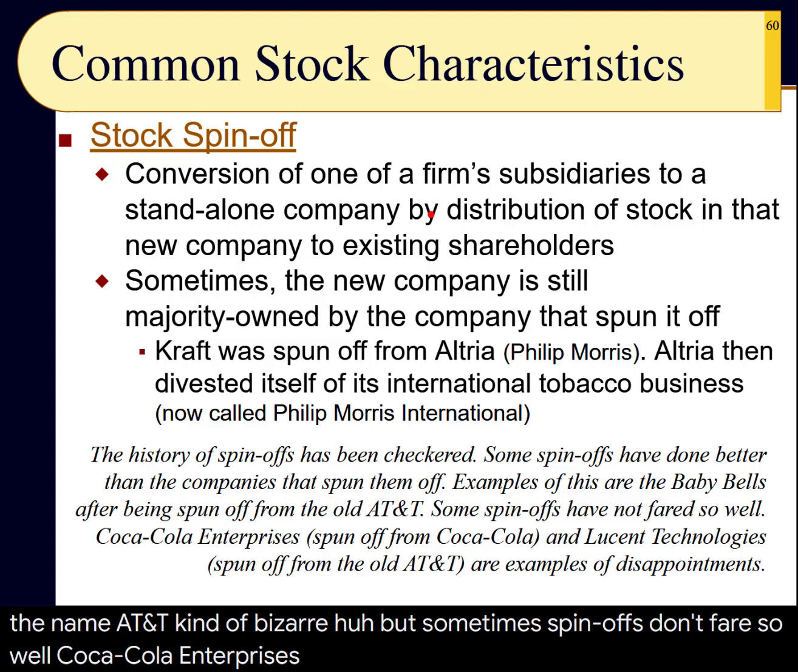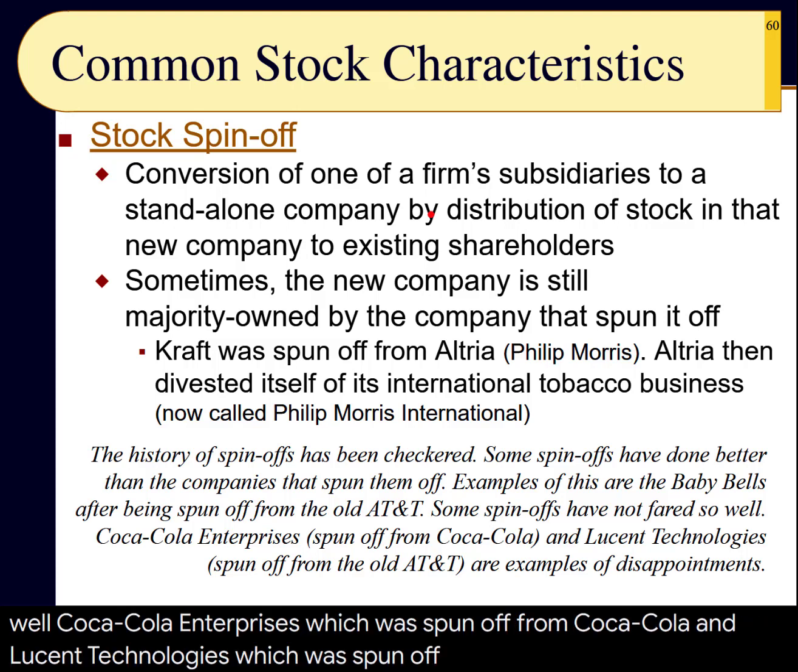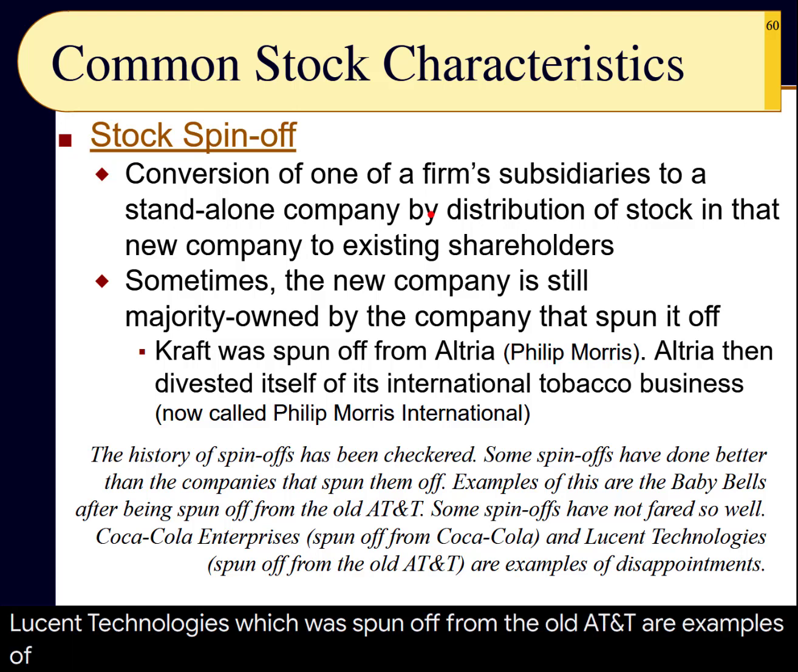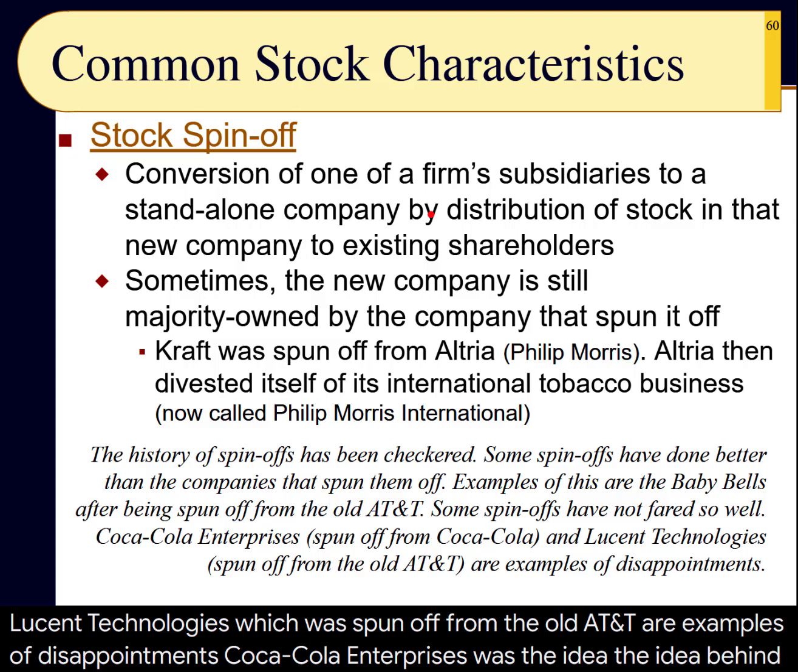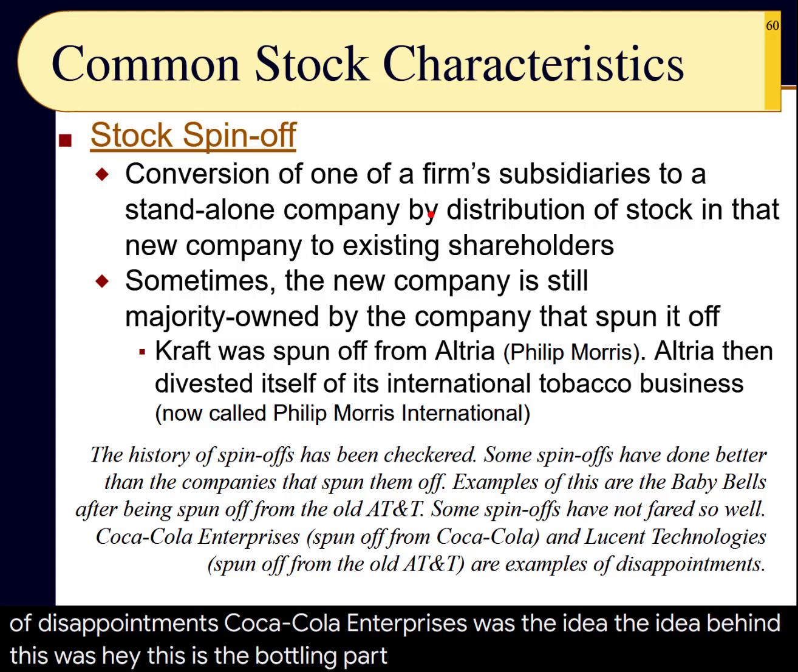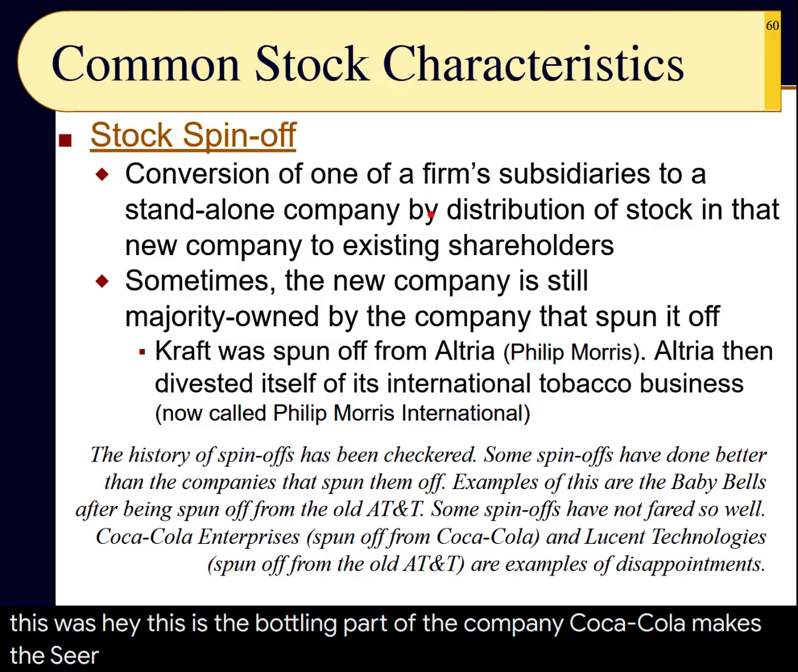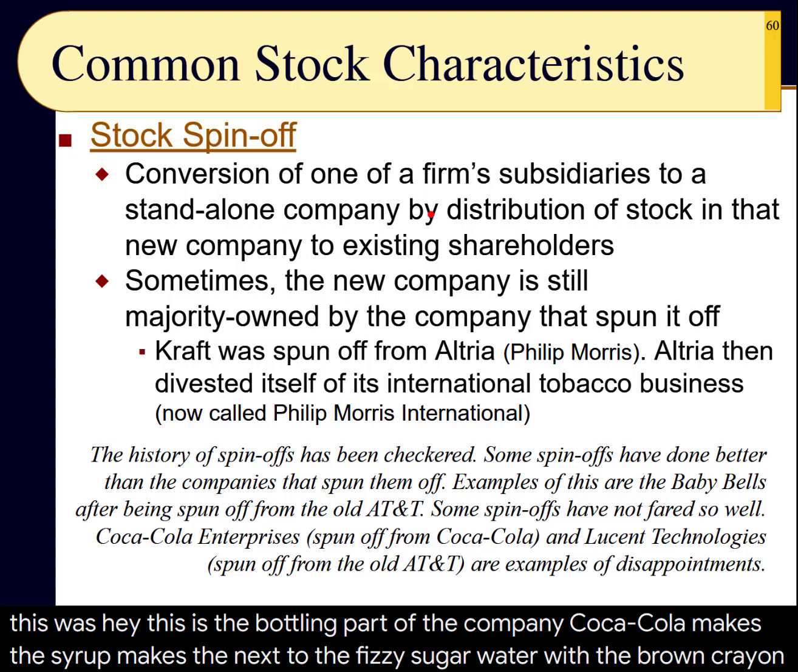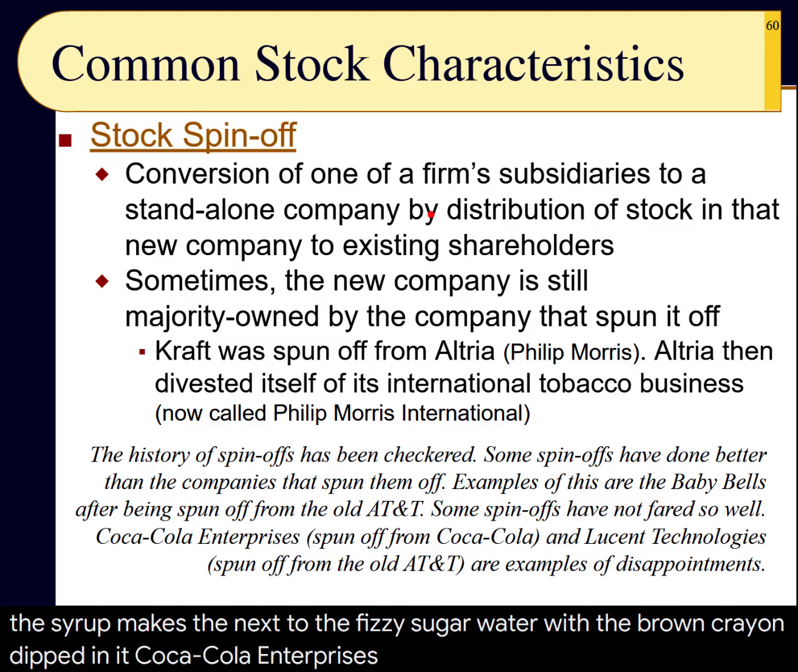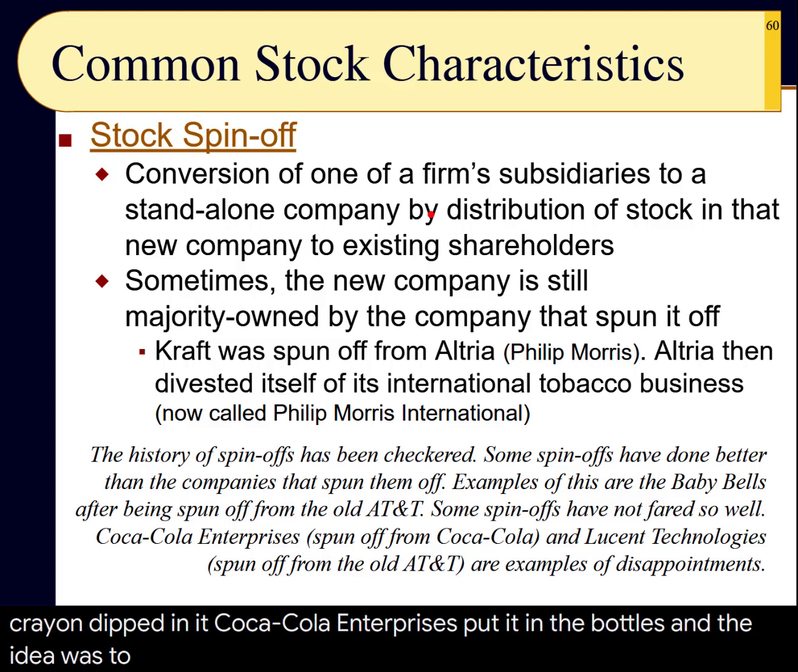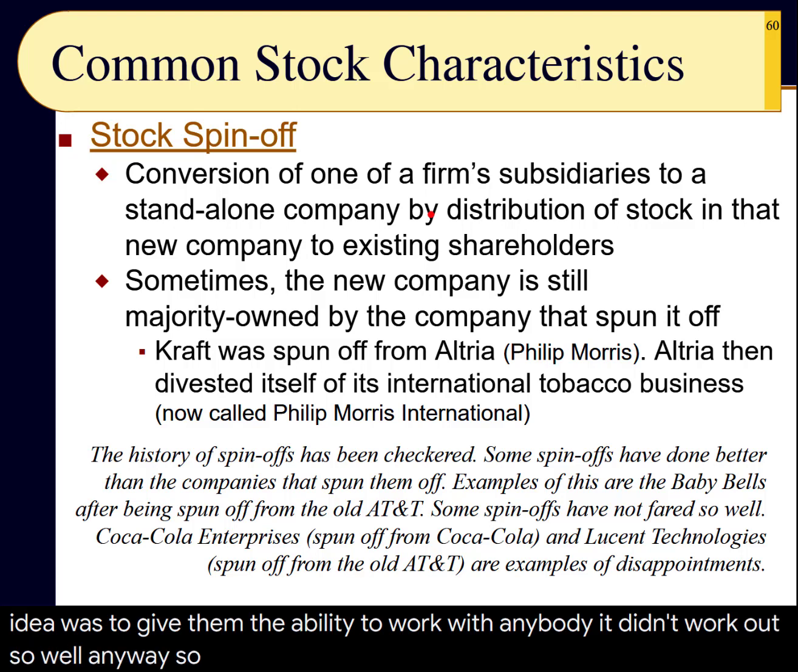Coca-Cola Enterprises, which was spun off from Coca-Cola, and Lucent Technologies, which was spun off from the old AT&T, are examples of disappointments. The idea behind Coca-Cola Enterprises was, hey, this is the bottling part of the company. Coca-Cola makes the syrup, makes the fizzy sugar water with the brown crayon dipped in it. Coca-Cola Enterprises put it in the bottles. And the idea was to give them the ability to work with anybody. It didn't work out so well. Anyway, so sometimes spin-offs do well.